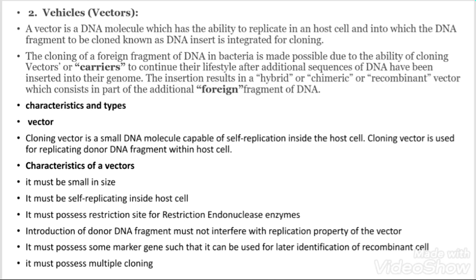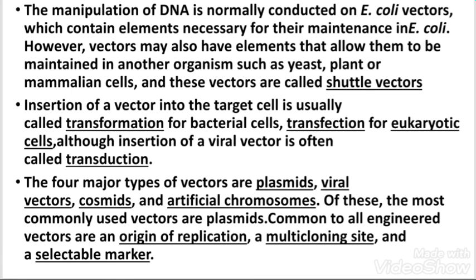It must possess a restriction site for a restriction endonuclease enzyme. Introduction of the donor DNA fragment must not interfere with the replication property of the vector. These are the characteristics; you have to remember at least 4 characteristics of vectors. It must be small in size, must have a replicating site, must possess a restriction site, and introduction of donor DNA fragment must not interfere with the replication.